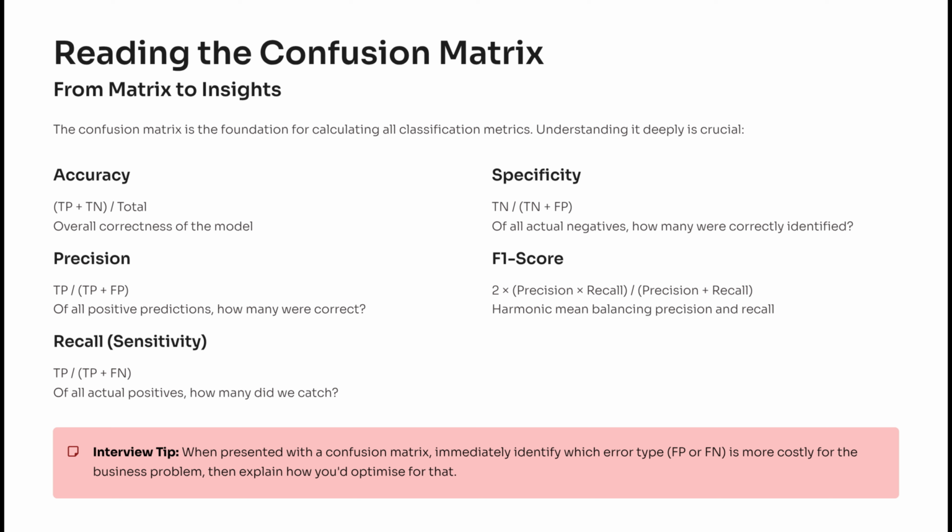Remember, knowing how to calculate metrics is good, but knowing when and why to optimize them is what gets you hired.